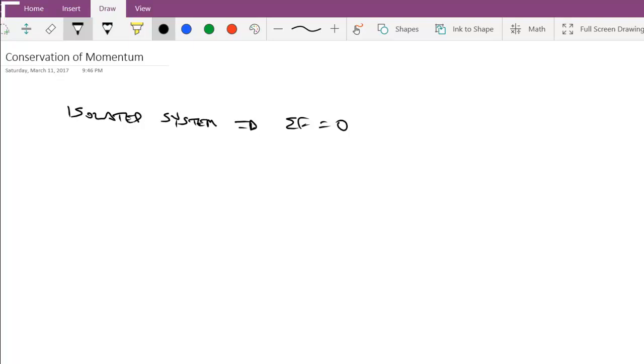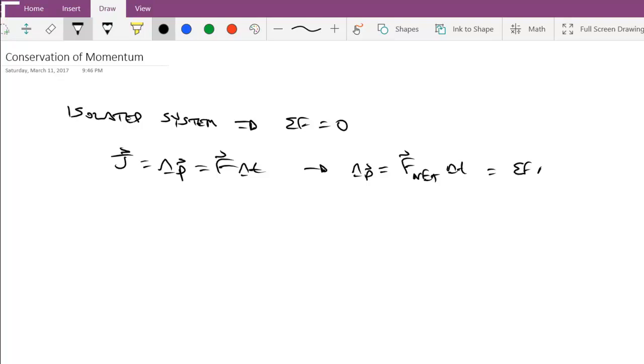It's not being accelerated. But we also know previously that impulse, which is a change in momentum, is a force applied over a time interval. So actually, this should have been stated as: a change in momentum is equal to a net force acting over some time, or the sum of the forces acting over some time interval.